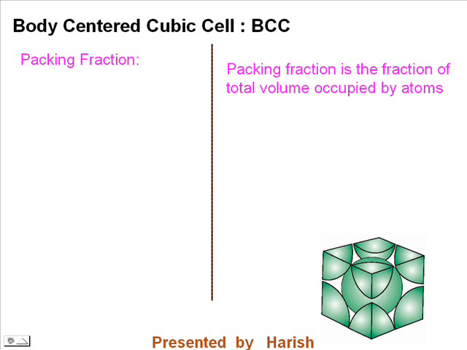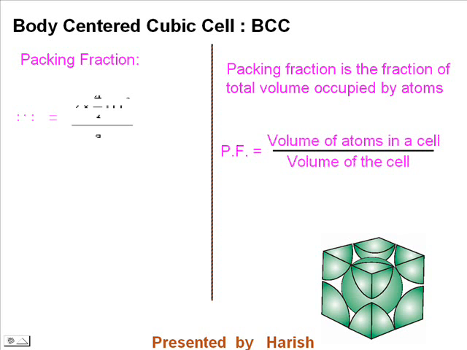Again, packing fraction is the fraction of total volume occupied by the atoms. So packing fraction is 2 into the volume of the atom by A cube. A cube is the volume of the cell, and there are effectively 2 atoms in this BCC. Each atom has a volume of 4 by 3 pi r cube. So the total actual volume that is occupied is 2 times 4 by 3 pi r cube, but the volume that is present in a cube is A cube. So you have to take a fraction.